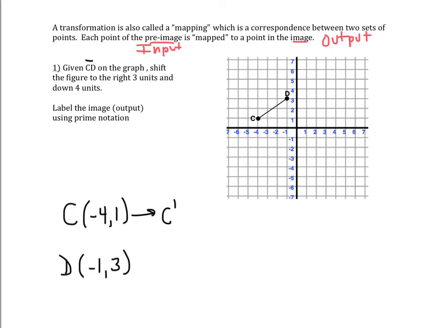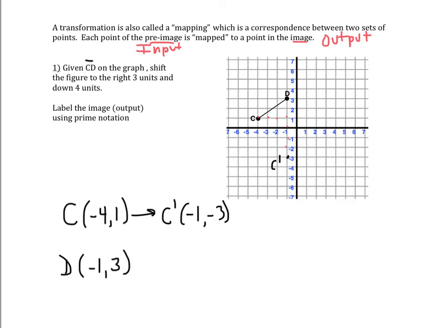So put your pencil point on C, and then we're just simply going to count to the right 3, 1, 2, 3, and then down 4, 1, 2, 3, 4. So this means that C prime is going to be down here on the graph, and it looks like it has coordinates -1, -3. Okay, so put a little point there for C prime. Make sure you use the prime notation to show that this is the image or the output.